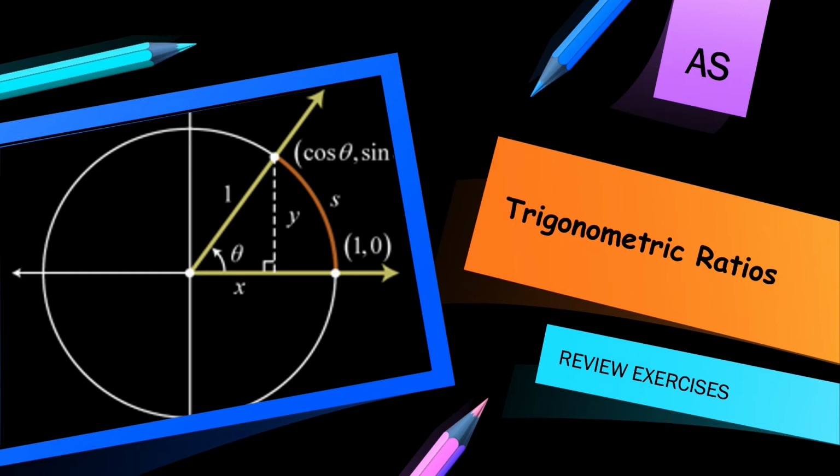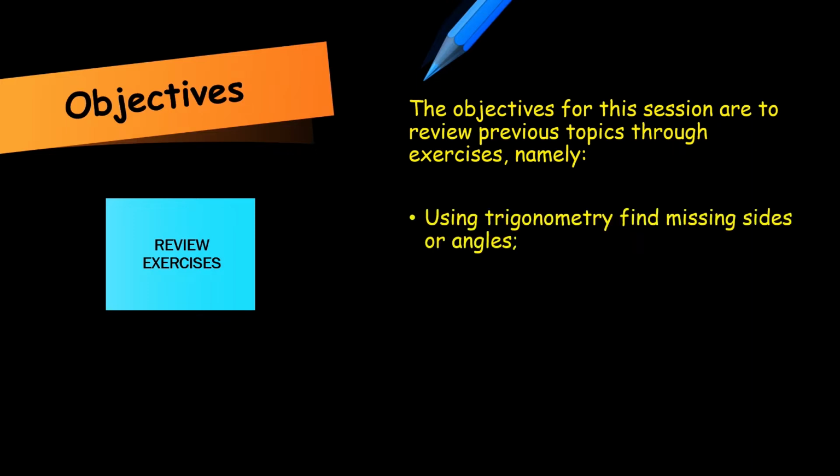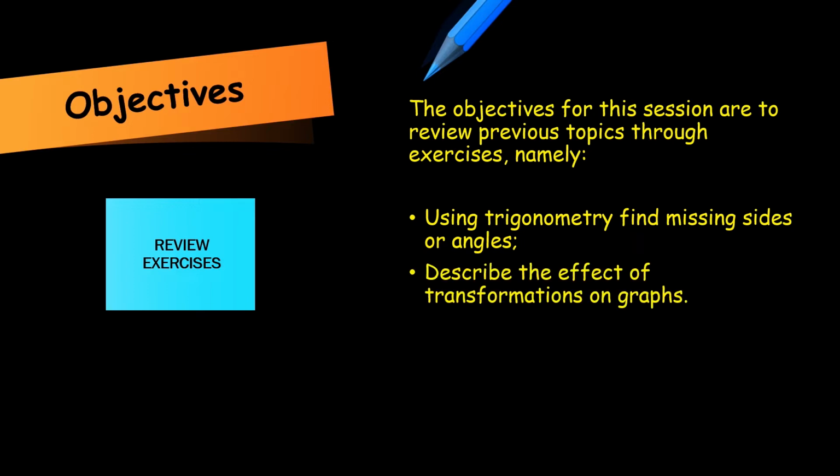Welcome to the session on trigonometric ratios. Review exercises. The objectives for this session are to review previous topics through exercises, namely, using trigonometry, find the missing sides or angles. And secondly, describe the effects of transformations on graphs.